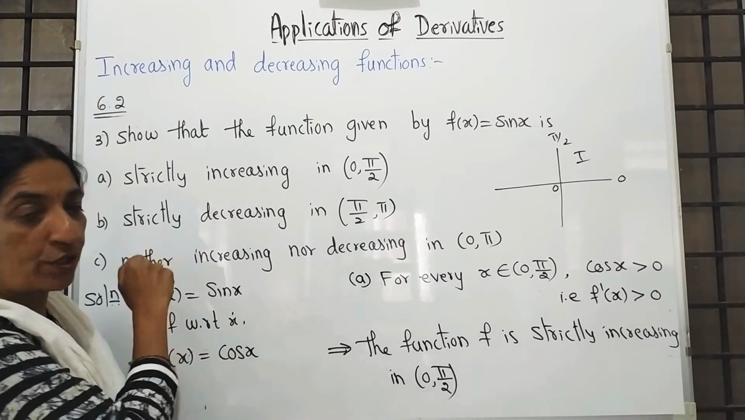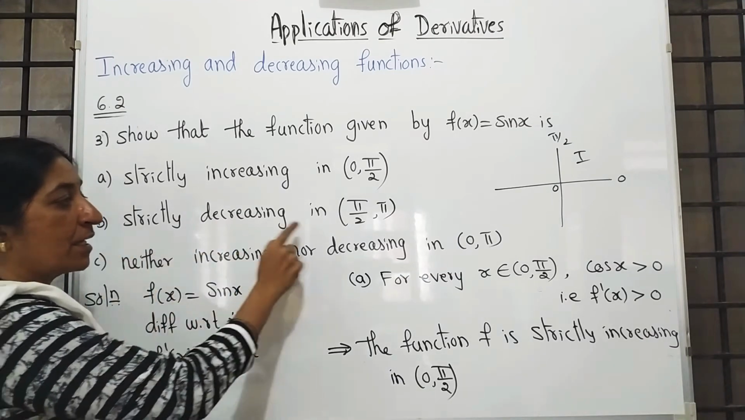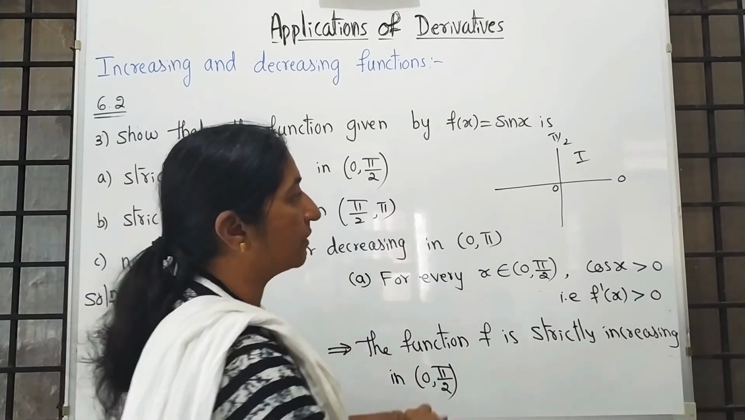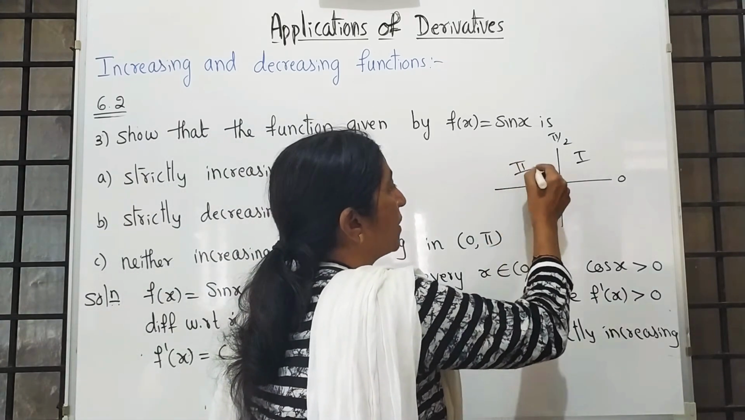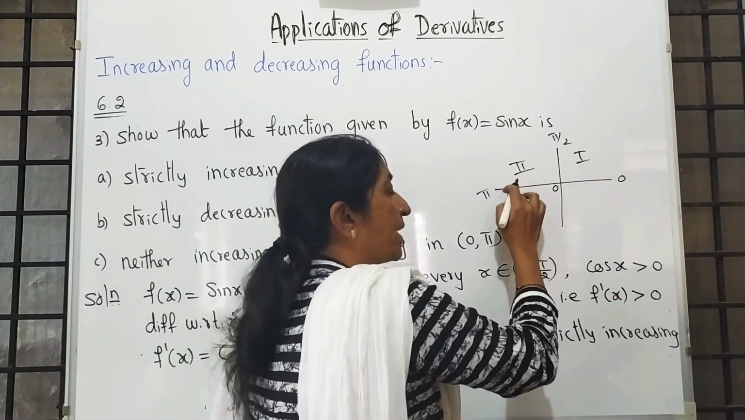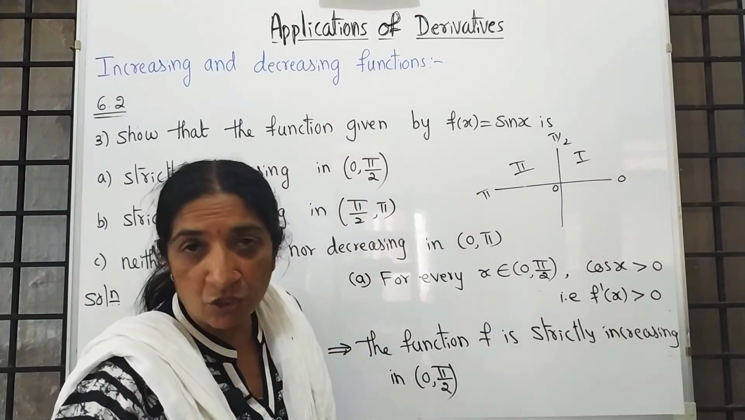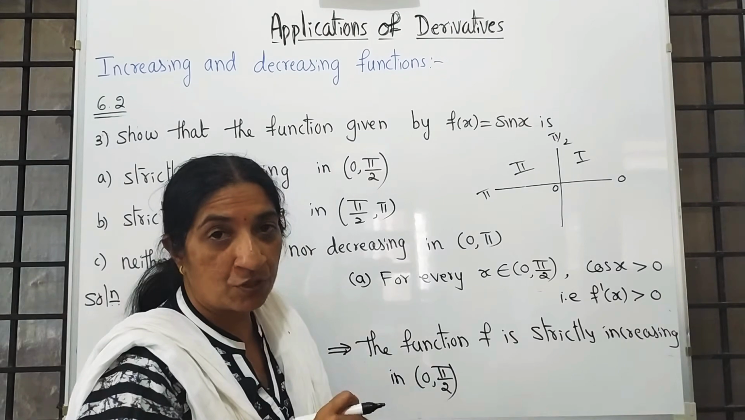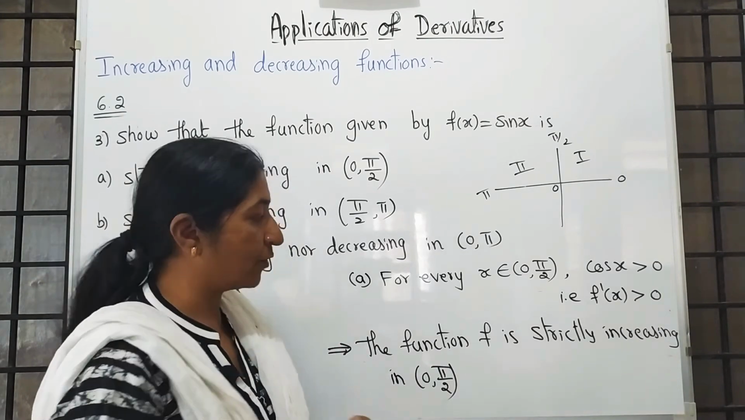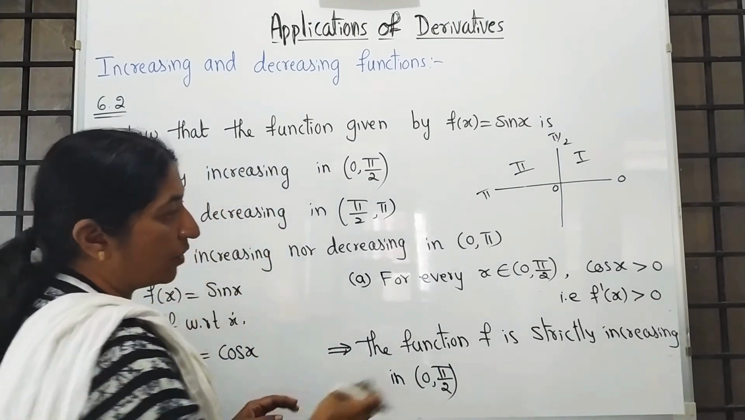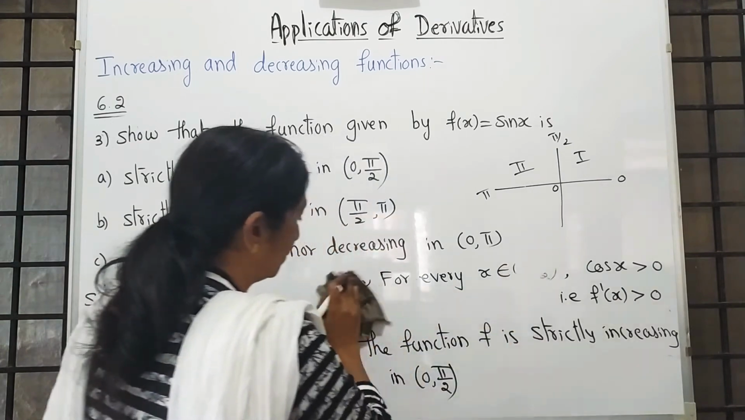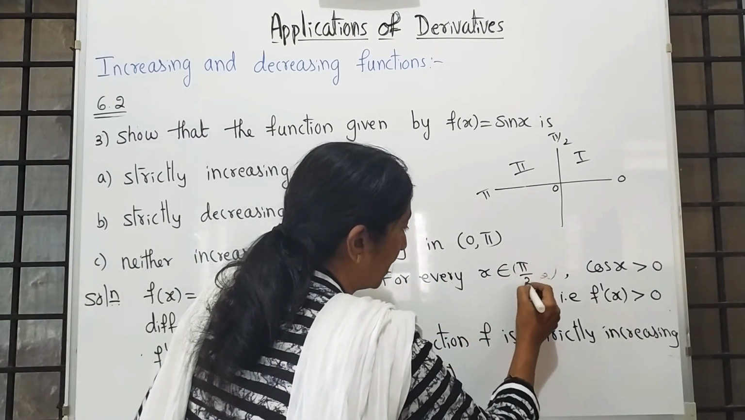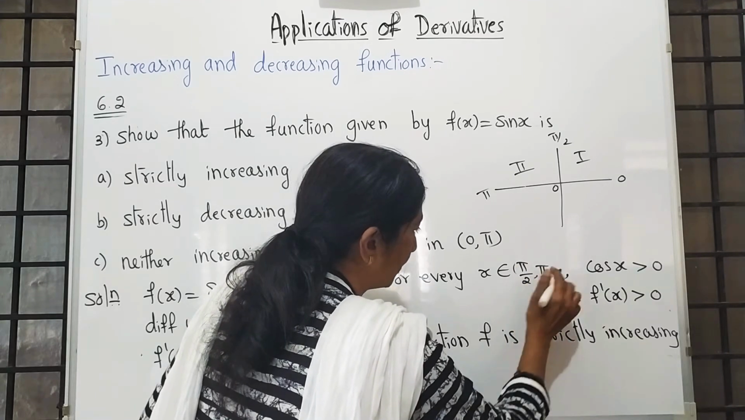We have to show that strictly decreasing in pi by 2 comma pi. Where does pi by 2 comma pi come? Yes, it is in the second quadrant. Pi by 2 to pi. In the second quadrant, which trigonometric terms are positive? Sin and cosec are positive. The remaining 4 are negative. So here for every x belongs to pi by 2 comma pi.